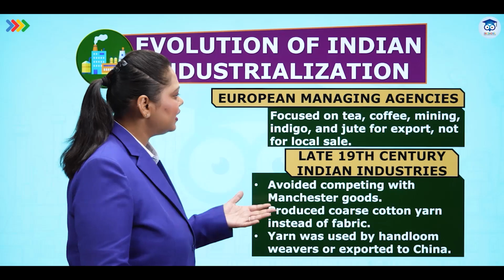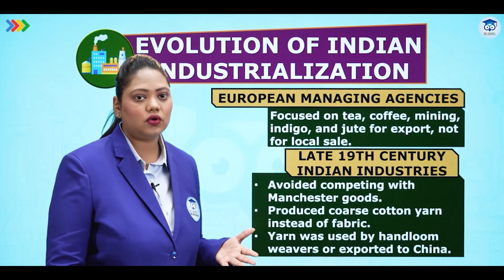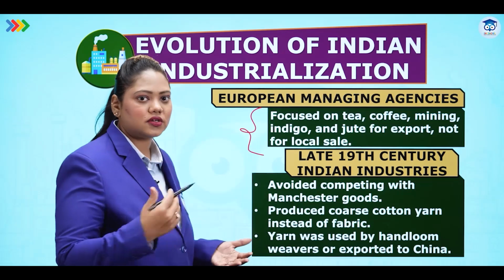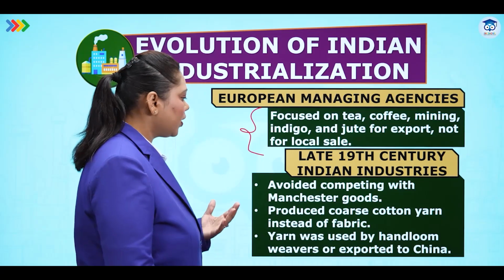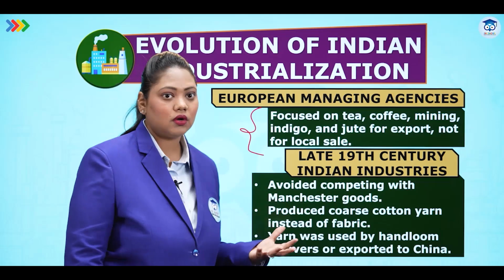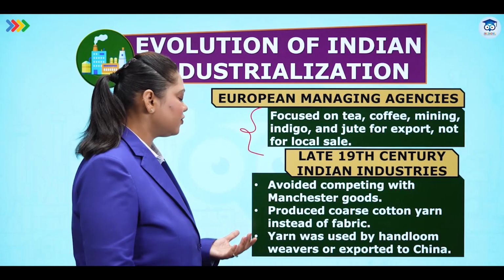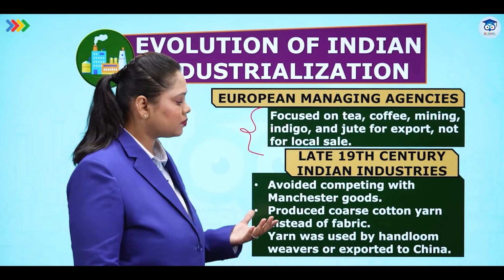It focused on tea, coffee, mining, indigo and jute for export and not for local sale. So now we started experiencing more of international trade. Late 19th century Indian industries avoided competing with Manchester goods with the cheap goods which came from London. They produced coarse cotton yarn instead of fabric, and yarn was used by handloom weavers or then exported to China.